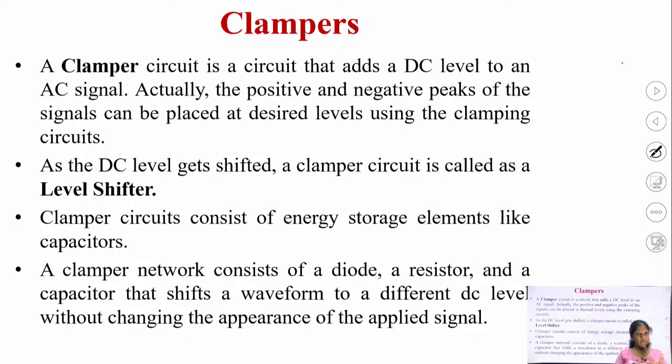The clamper circuit shifts the DC level to another desired level without changing the appearance of the input signal. That means the peak to peak value of the input signal will remain the same, and the shape of the signal also remains the same. The only thing is the DC level gets shifted.